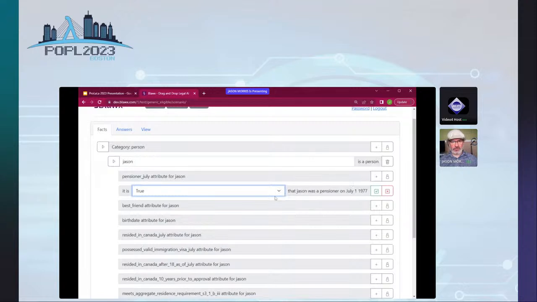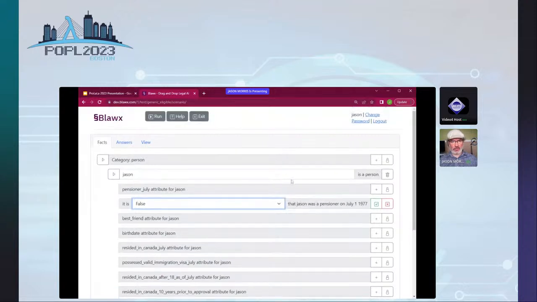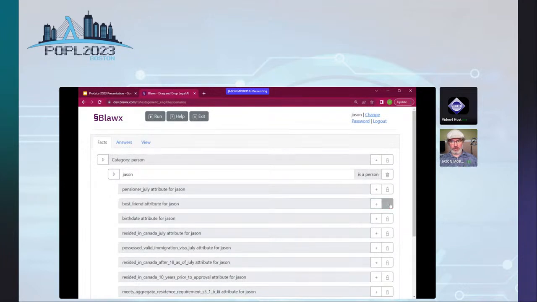We can say that that's true. We can say that that's false. And then we can run the code with those facts. We can also get rid of this, and we can use this unlock button to say that SCASP can create an abducible predicate here for whether it's true or not that Jason was a pensioner in July, and reason hypothetically about it. So now that we've created those facts, we click run.